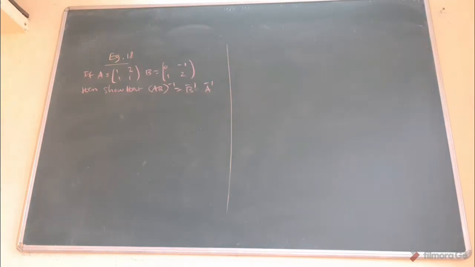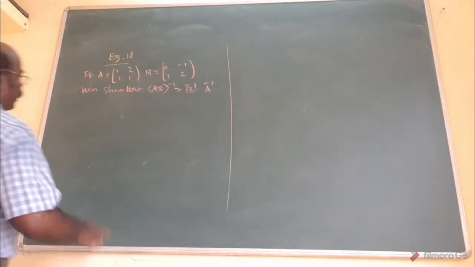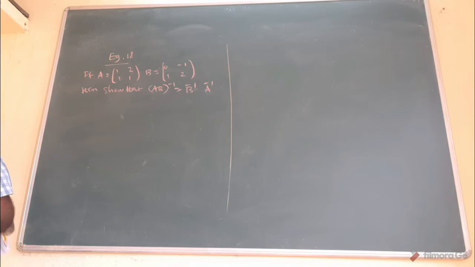This exercise is already over. To prove (AB) whole inverse equal to B inverse A inverse, I start with AB. Inside the bracket is AB, whole inverse equal to B inverse A inverse. That means first we find AB.